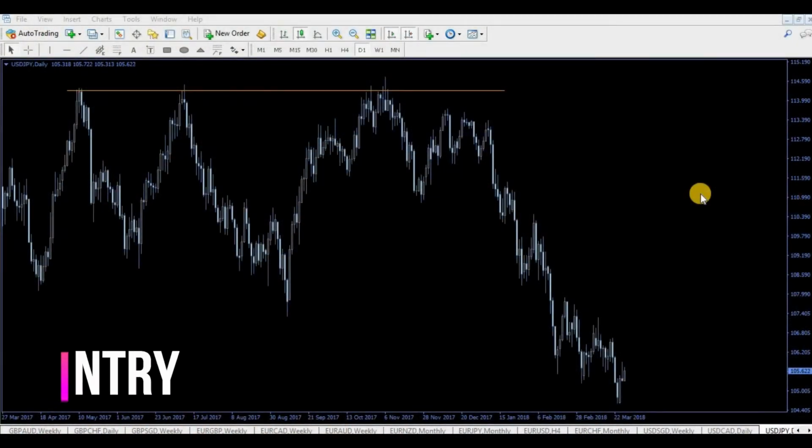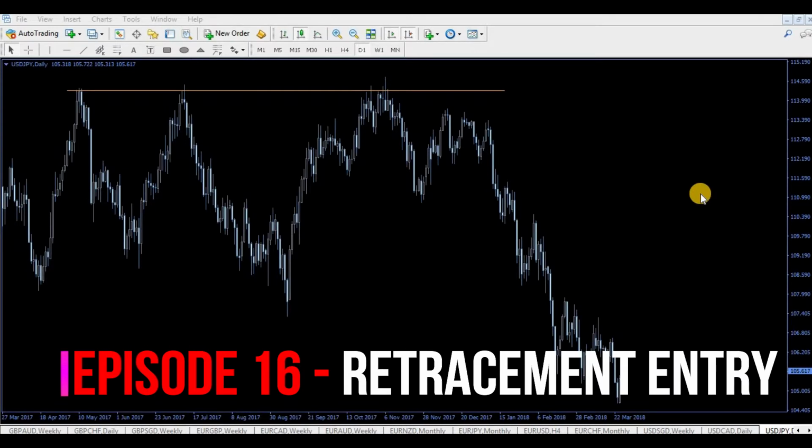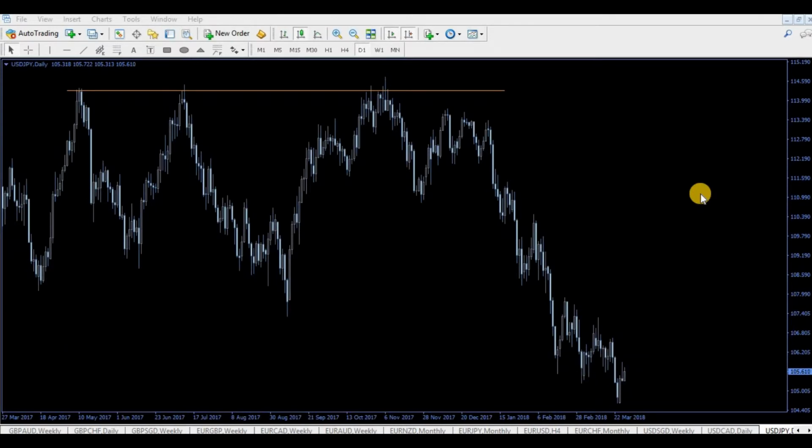Alright guys, so what I really want to show you today is how to place a retracement entry and why they're so effective and why it makes such a big difference to the bottom line at the end of any given trading period. So what I'm going to do, I'm looking at a bit of a historical chart here. So this is pound JPY, this is a daily chart. So we've got a triple top throughout here, which is significant resistance anyway.